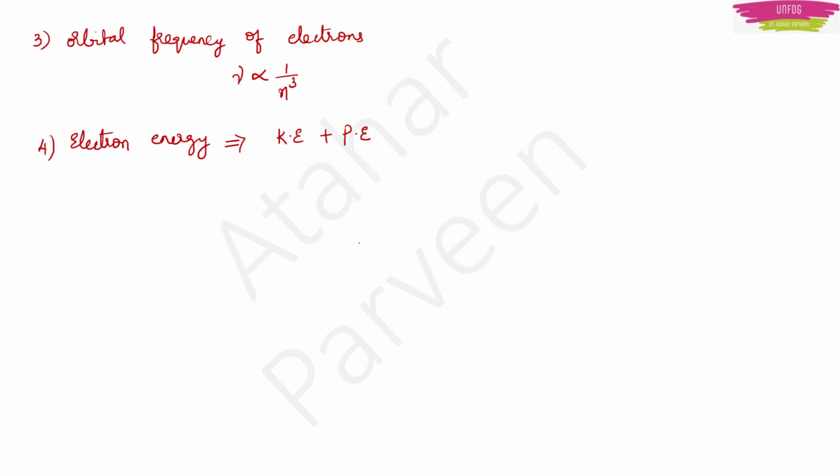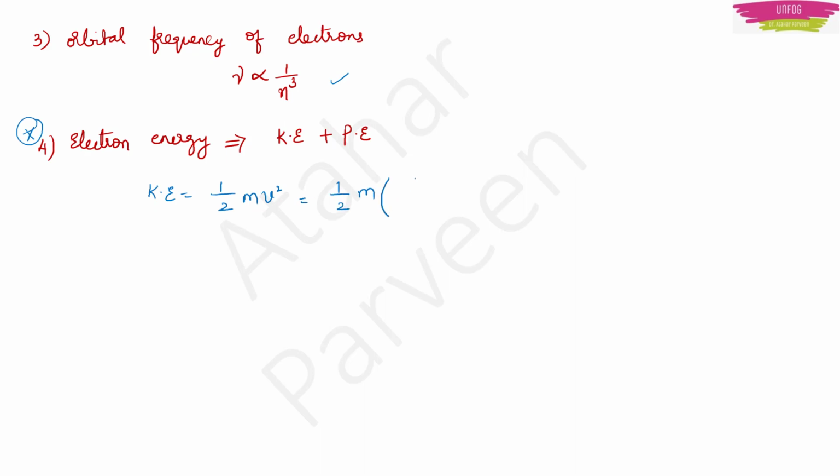Like that only we can also find the orbital frequency of electrons. Orbital frequency of electrons is inversely proportional to the cube of the principal quantum number. Like that only you can find the energy of the electron. This is important. The total energy of the electron is the sum of kinetic energy and potential energy of the electron, right? If you want to find the kinetic energy, you know the formula, half mv square. Here, half and m you write as it is.